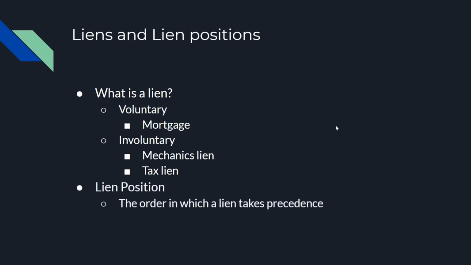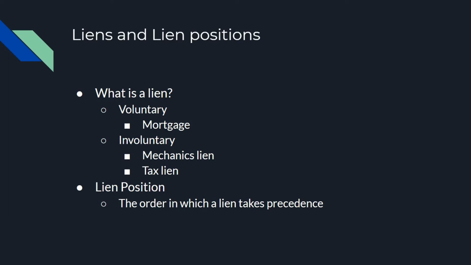Lien position. Lien position just means the order in which a lien takes precedence, right? So let's just say there was a mechanic's lien and a tax lien chilling on a property. The tax lien, because it's the IRS, that would take precedence over the mechanic's lien. So the tax lien would be in first position. The mechanic's lien would be in second position.